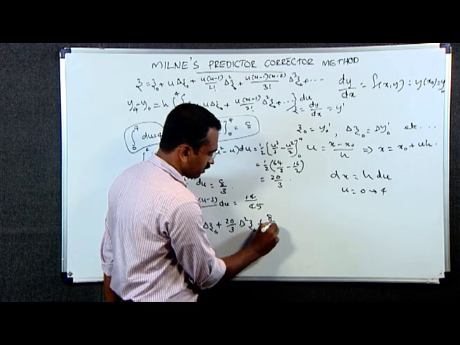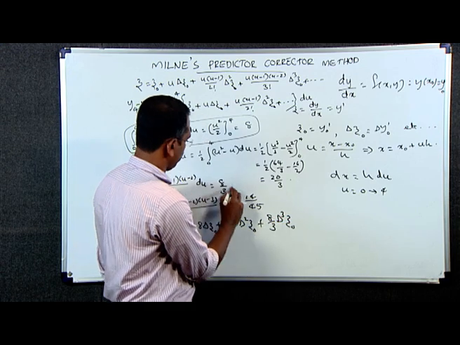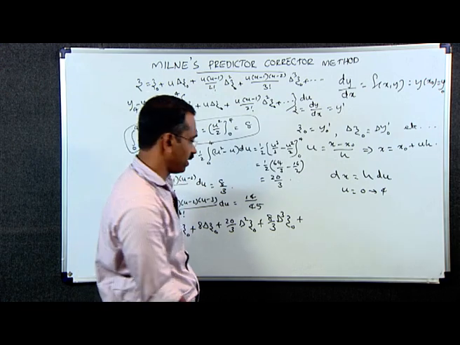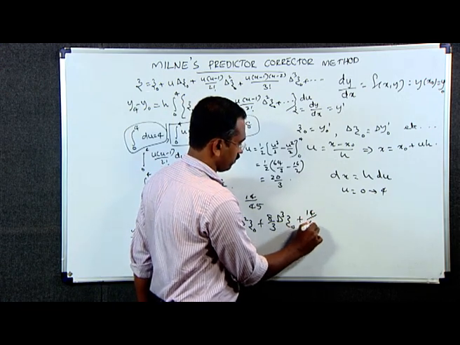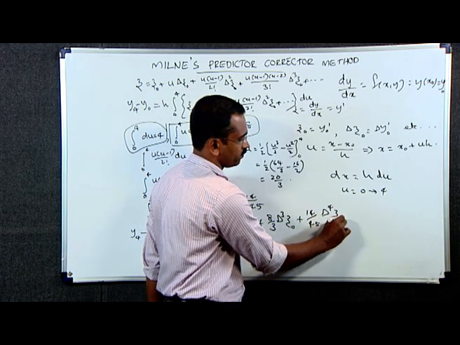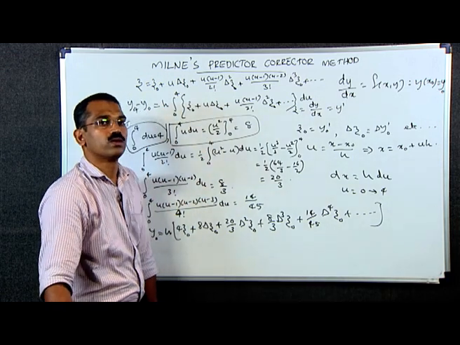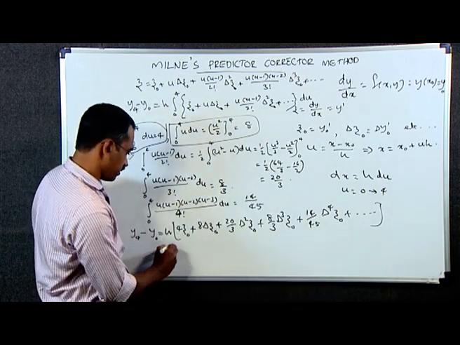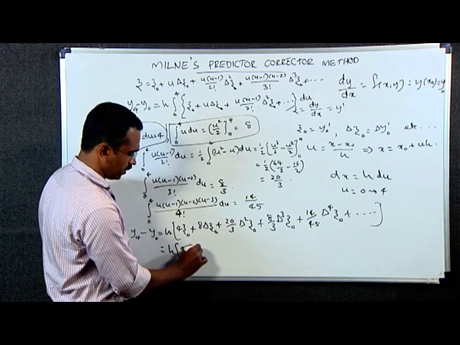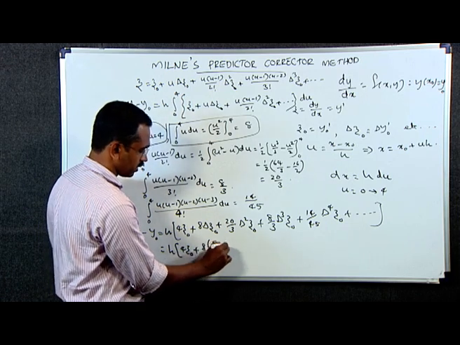Next term is 8 by 3 into delta cube z0, and from this expression we can write 14 divided by 45 into delta raised to 4 z0 plus etc. This is equal to h into 4 z0 plus 8 into e minus 1 of z0.